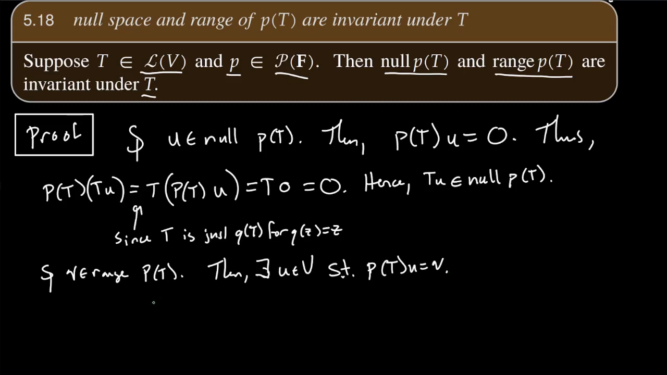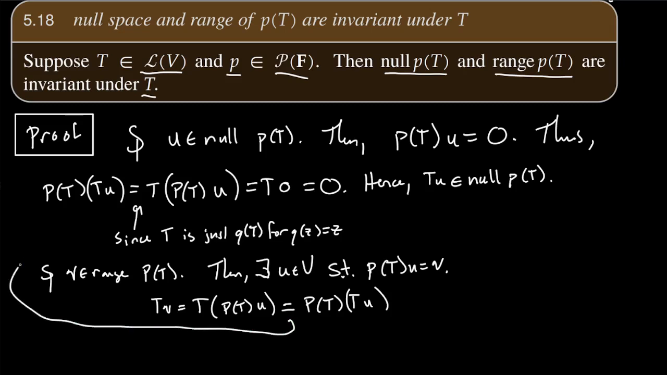Notice this. T of v is going to be equal to t of p of t of u, since v is equal to p of t applied to u. But now I can just flip this again: p of t applied to tu. That certainly works. Do you agree with this? Hopefully so. Once again, this follows from the fact that t is just q of t for q of z equals z. So t of v is in the range of p of t, since I just found something that maps to tv.